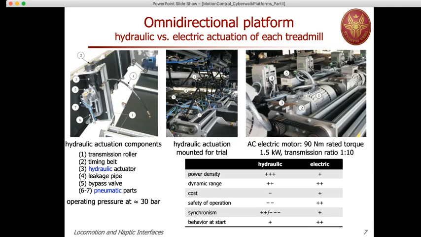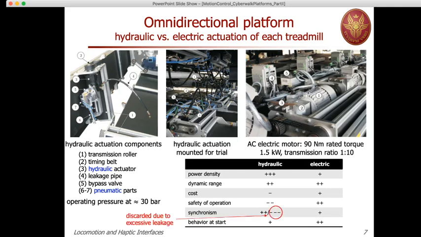Of course, there are so many types and offers of electrical motors that they are typically cheaper than hydraulic ones, so this is a negative on the side of hydraulic. Safety of operation is good for electric, but quite bad for hydraulic for a number of reasons: you need an external supply that produces a high pressure, and you may have leakage in the pressure circuit and so on. Synchronism is more or less the same. Maybe you can achieve very good synchronism with hydraulic, but there's a minus sign there.